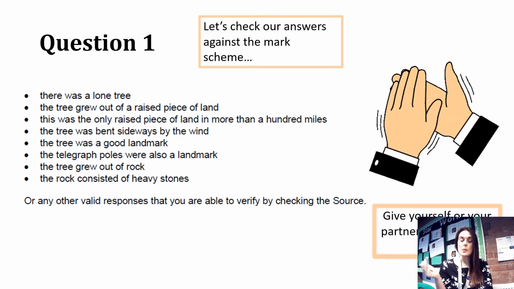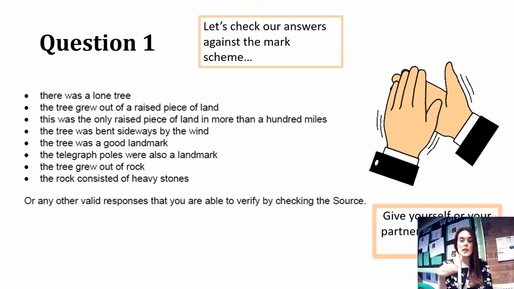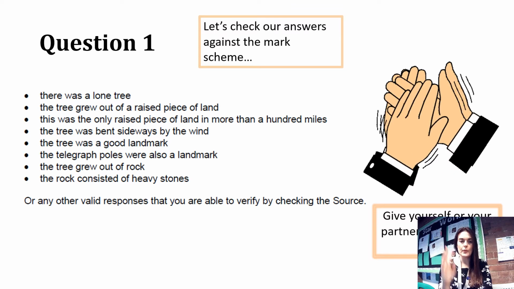You could have said the tree was bent sideways by the wind. You could have said the tree was a good landmark. You could have said the telegraph poles were also a landmark. The tree grew out of rock, or the rock consisted of heavy stones. Any other valid responses you would be able to check from the sources, but those are the main ones. So give yourself a mark out of 4. How did you do?